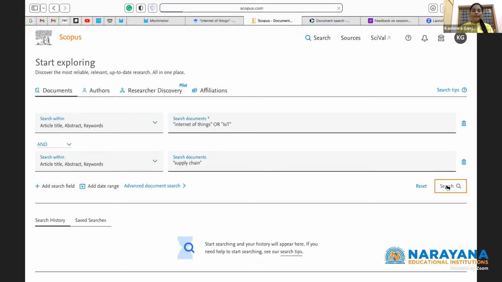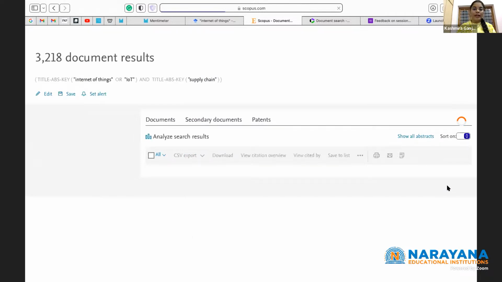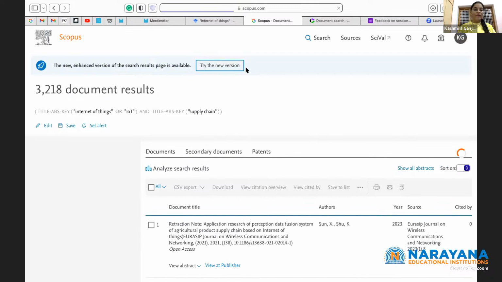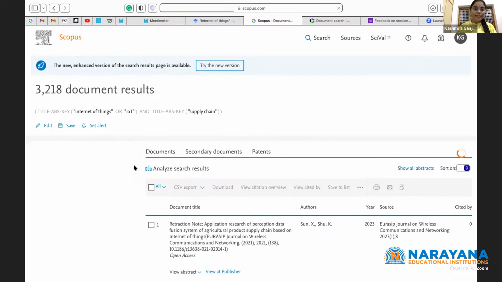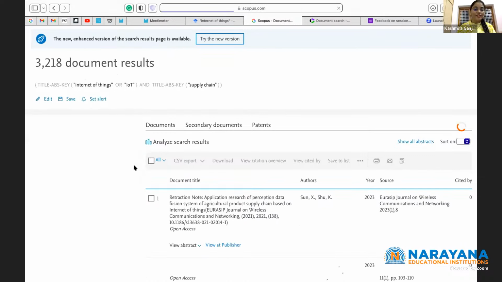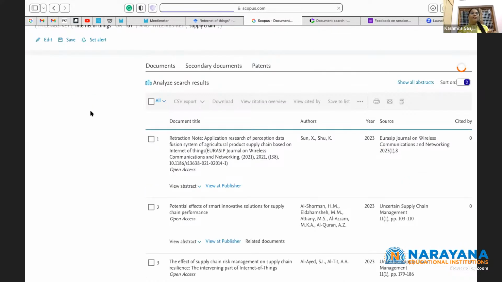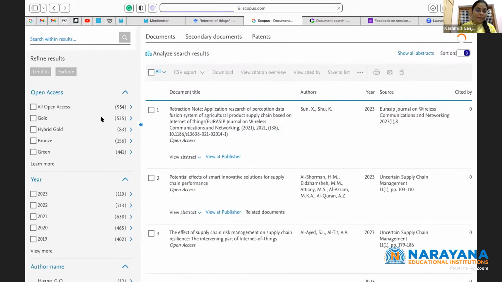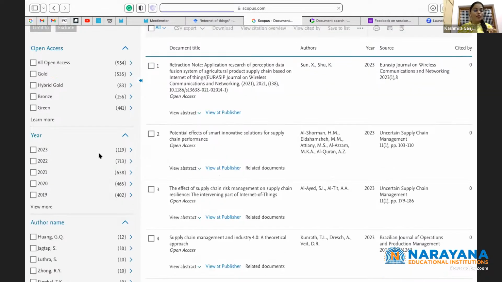Now when I search using those two criteria, I have found around 3,018 articles. This many documents have come. Now I can limit myself using different criteria. On the left, it is still loading, just a second. On the left, you can see you can limit your different criteria. Now, if I want to choose only the last 5 years of articles, I can select here.